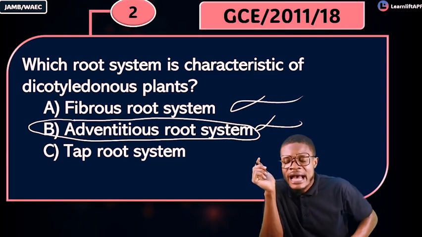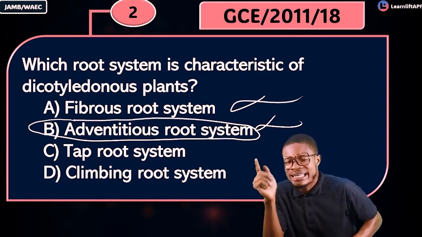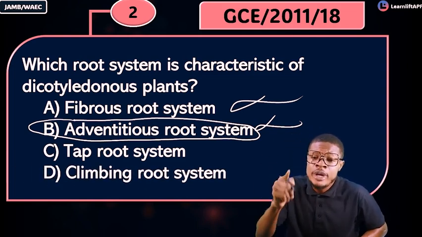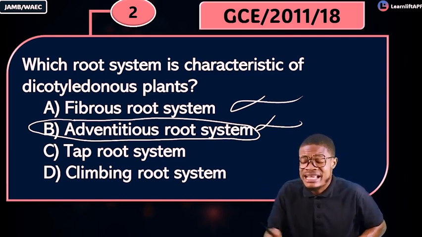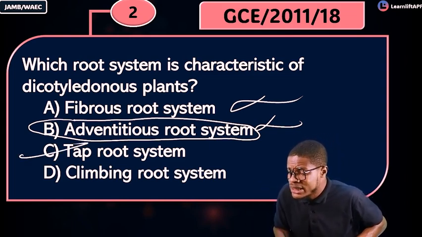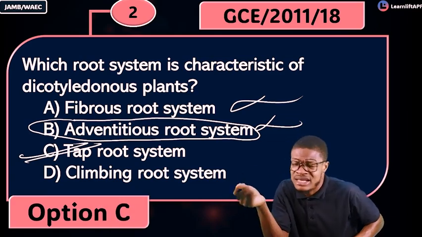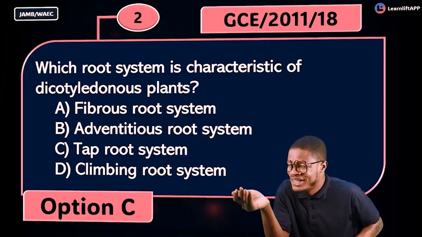Option C says tap root system. Option D says climbing root system. Which root system do you see in your dicots? They are mainly your tap root system. Option C is the correct answer, and you're out of there.